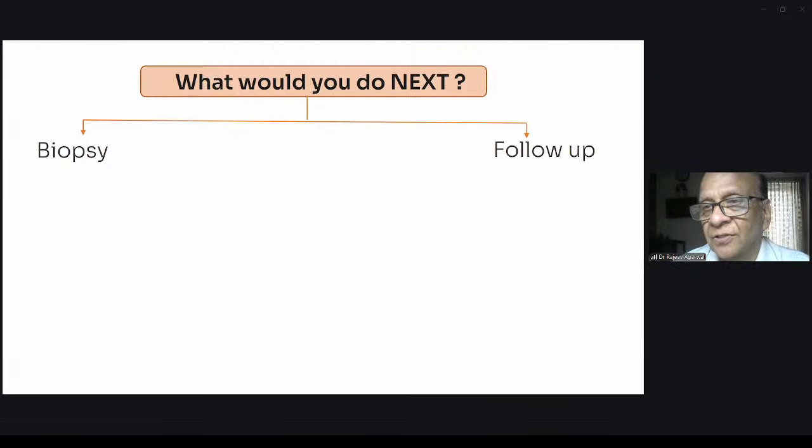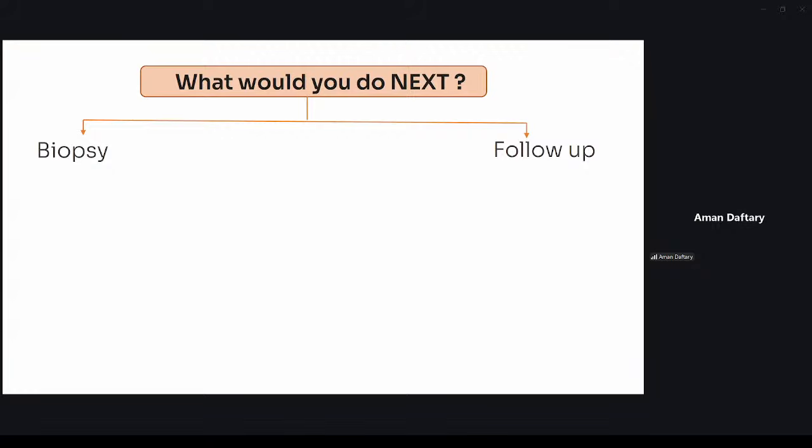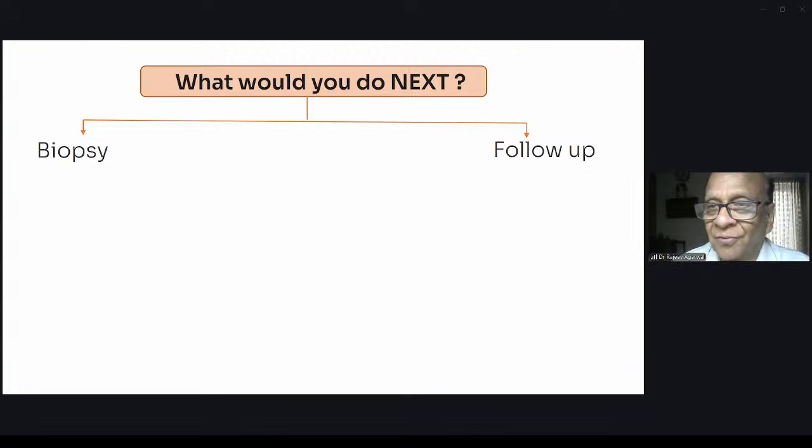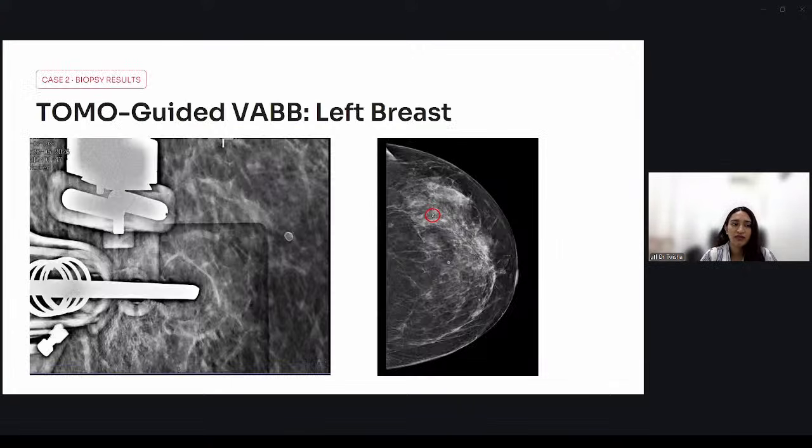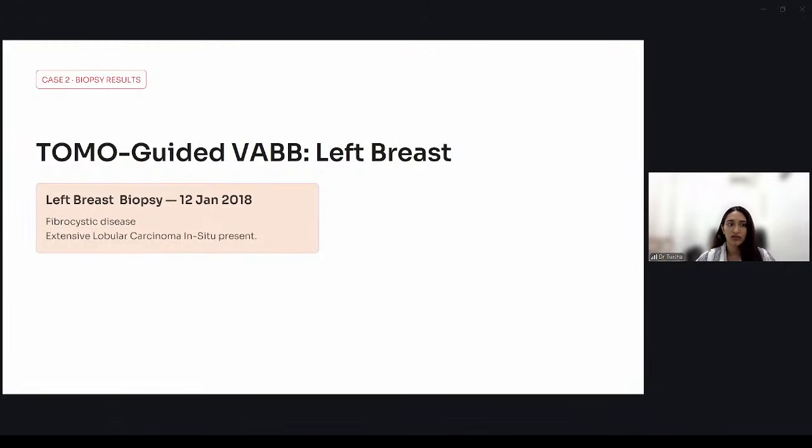So it depends on where you're seeing your lesion well. Let our radiologist tell what we have done. Right. So for this patient, we have done a tomo guided VAB for the left breast. As you can see, we have also placed a clip in the area of the lesion, on the right side of the image. The result of the biopsy was fibrocystic disease with extensive lobular carcinoma in situ present.